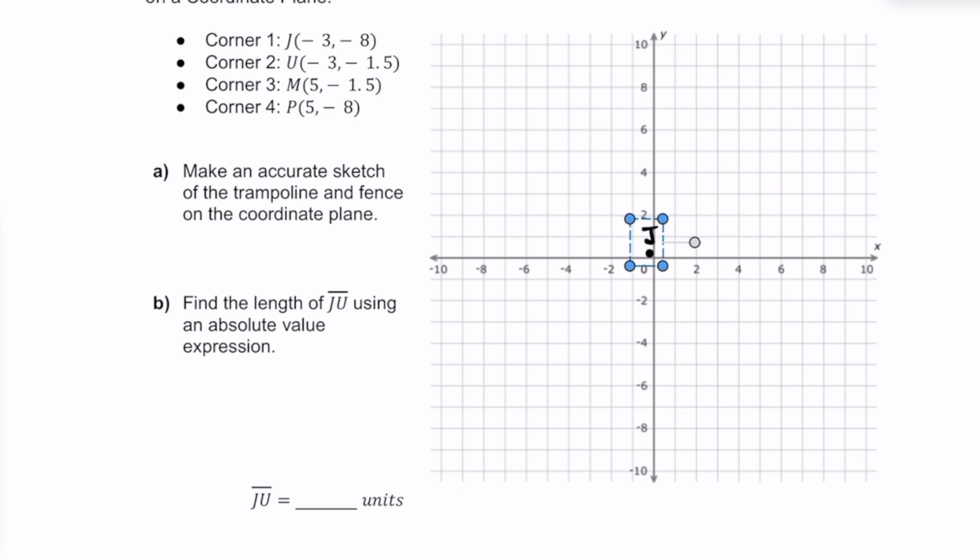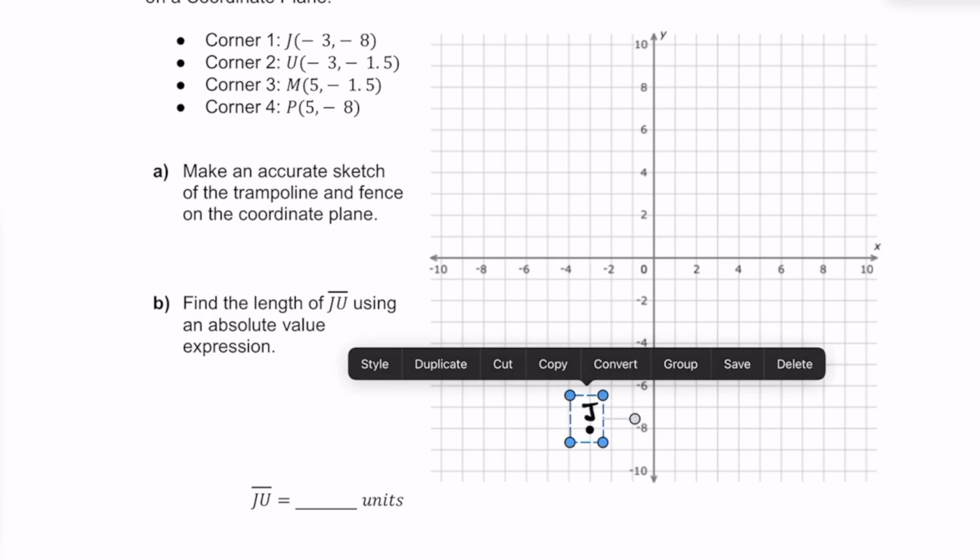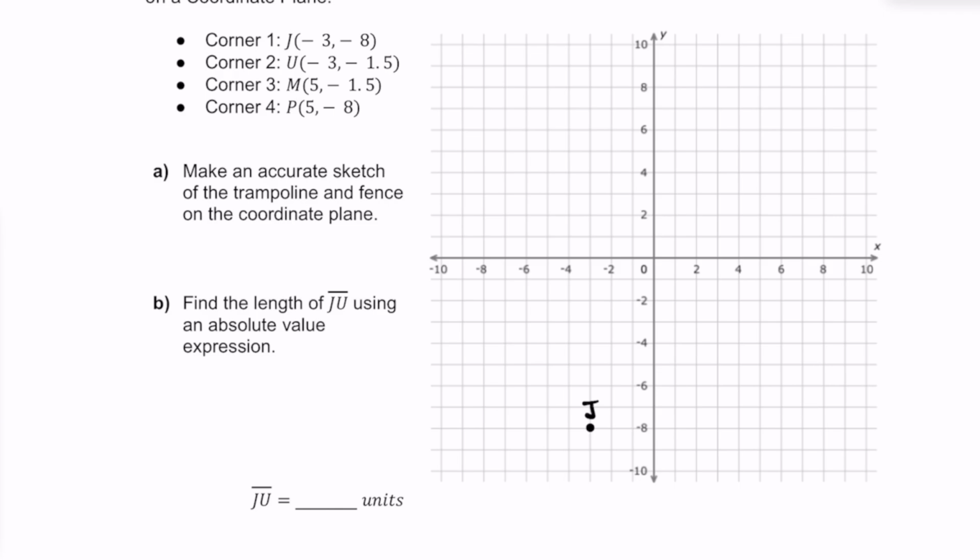All right, so for plotting J, let's start at the origin. The -3 means move 3 units to the left, and then the -8 means 8 units down. So we should be down here in quadrant 3. This looks pretty good right here. Okay. What about U? Let's go with U and just kind of plot it here.